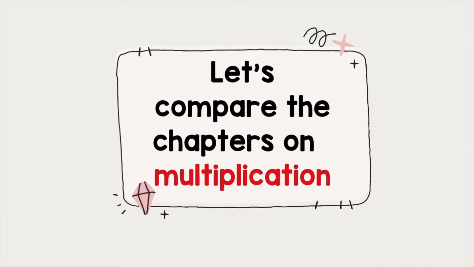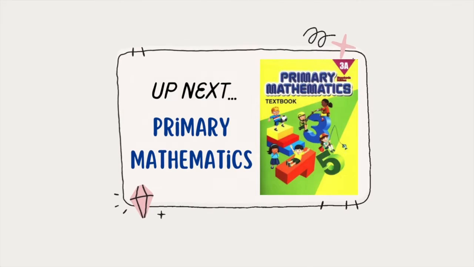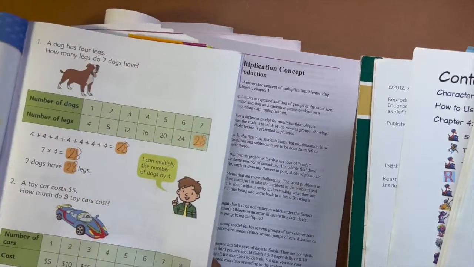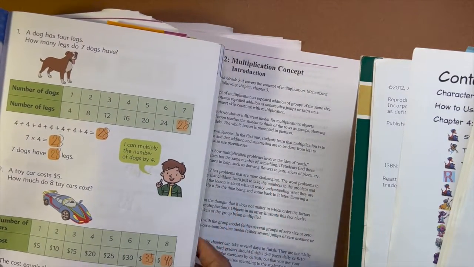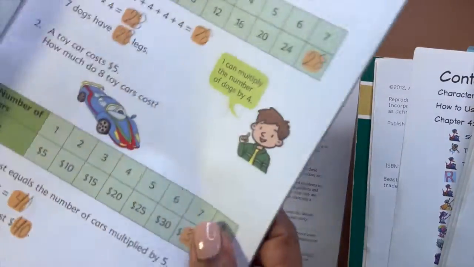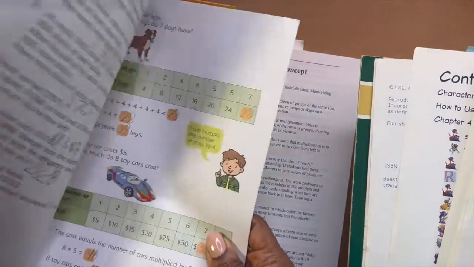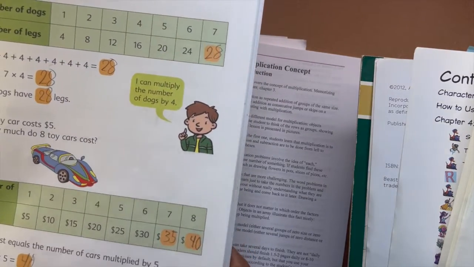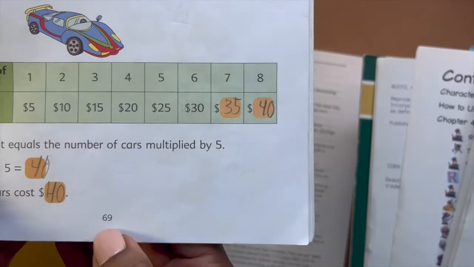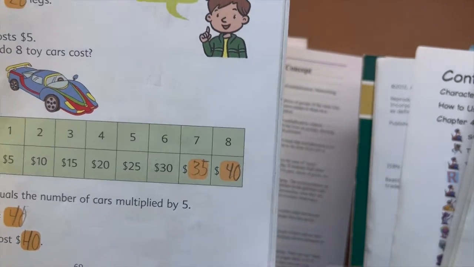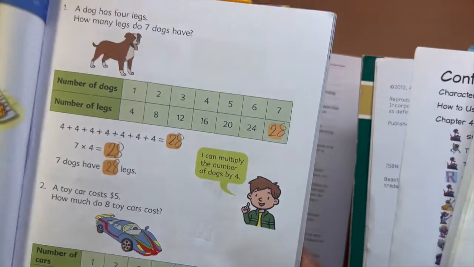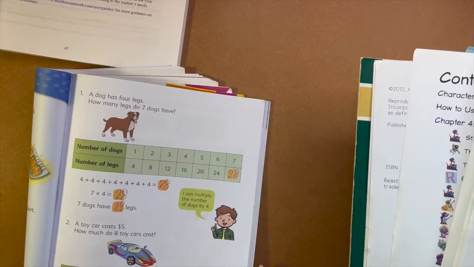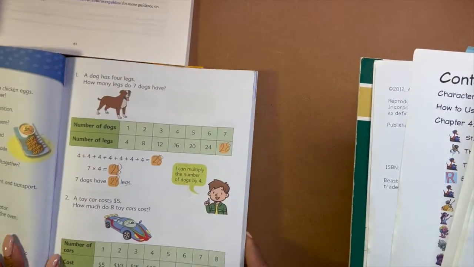All right, so we've compared the table of contents. Let's compare a couple of chapters, and I want to start with multiplication. Okay, so this is Primary Mathematics. Of course, my child ripped out the beginning page of multiplication, but it started on page 68 and this is page 69. So you're really just missing the little cover page. But this is multiplication for Primary Mathematics. This is how it starts, okay?